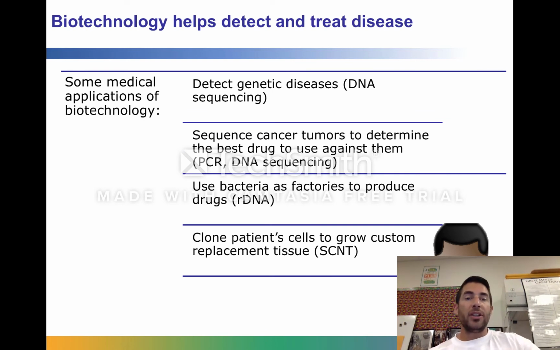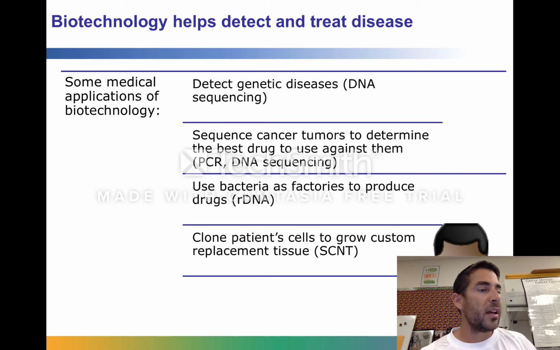So, how does biotechnology help detect and treat diseases? It's revolutionizing the world. Sequencing DNA allows doctors to determine if a patient has one of thousands of genetic diseases known in humans. Once a genetic disease is detected, treatment can often improve the patient's health. So they look and match the patient's DNA versus what we know genetic disease DNA to look like.